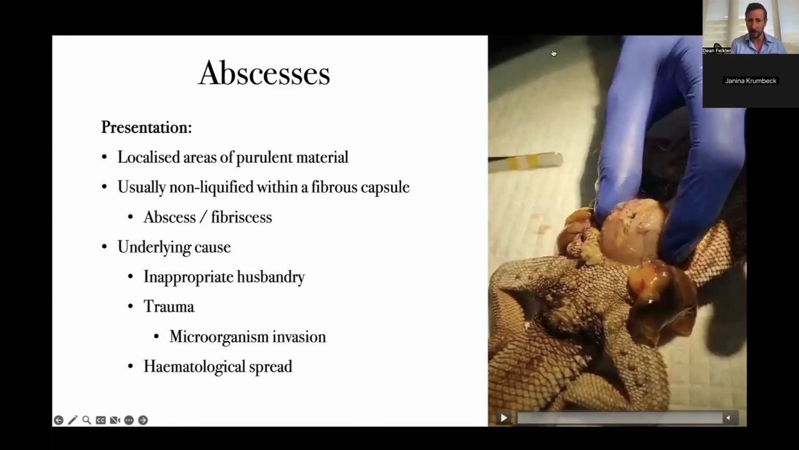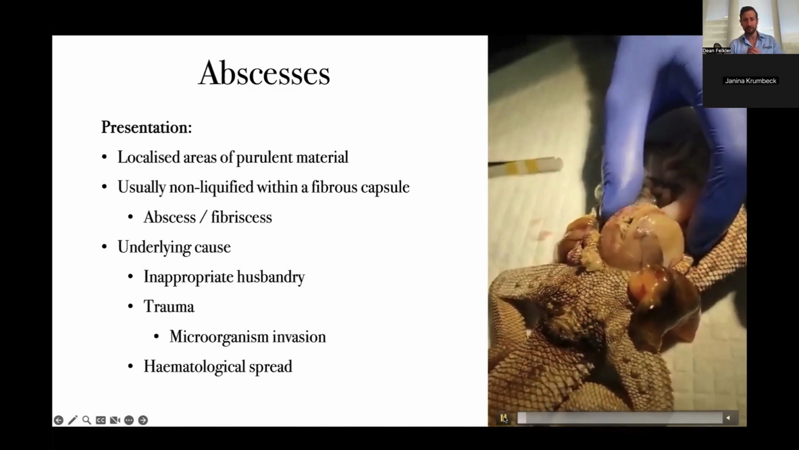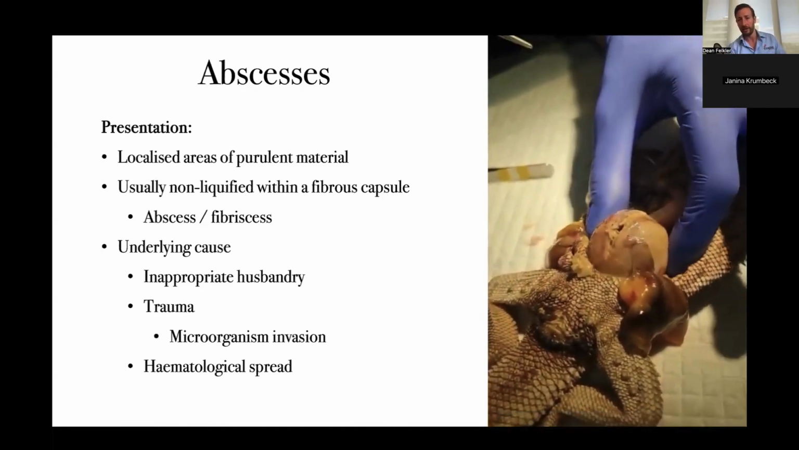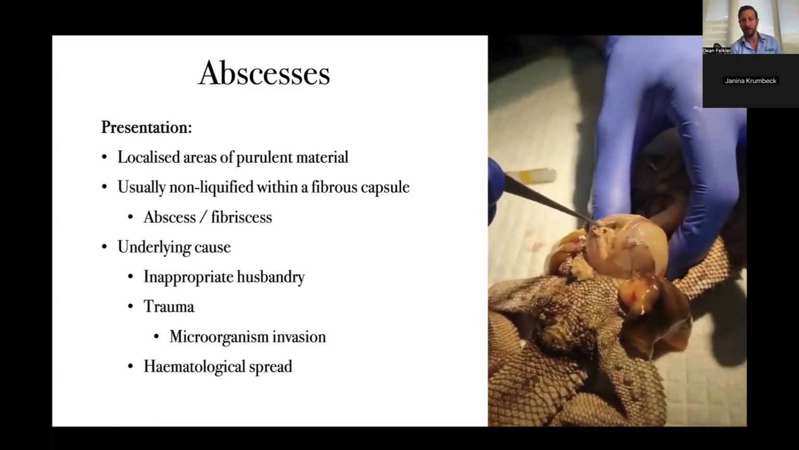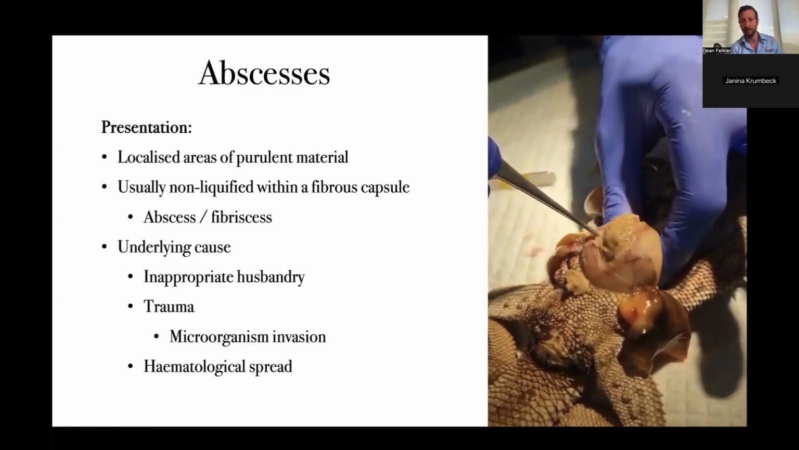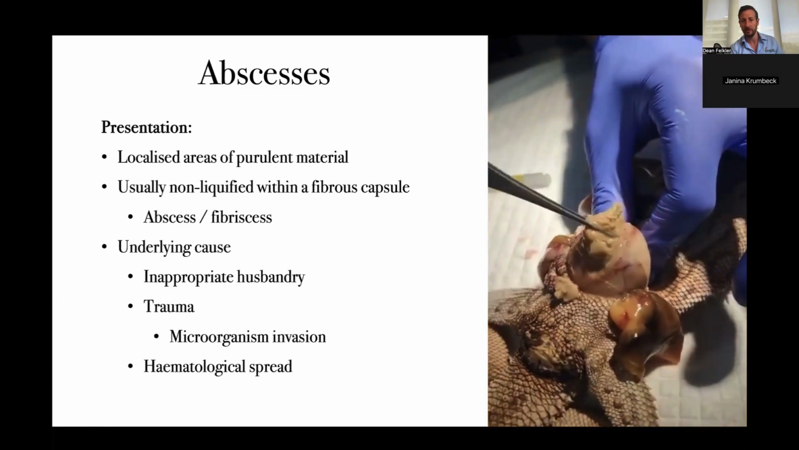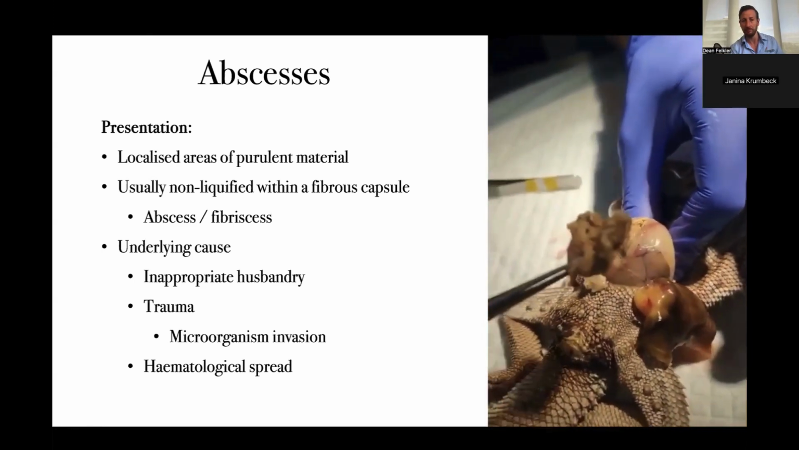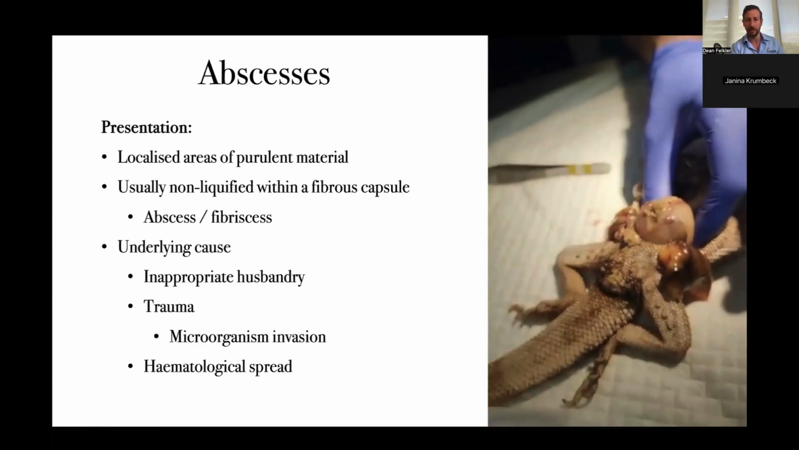And here's just an example. This is a post-mortem on a bearded dragon. You can see I've reflected the coelomic fat pads, and then this is the abscess here. You can see how thick that capsule is, and the material inside is very fibrous indeed. These can be very difficult to treat. You need to physically go in and surgically remove them.